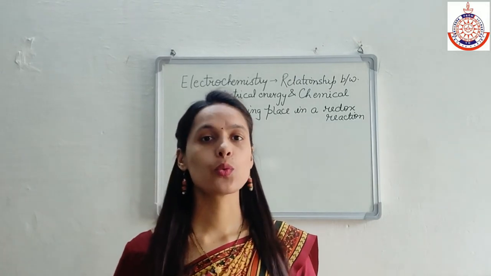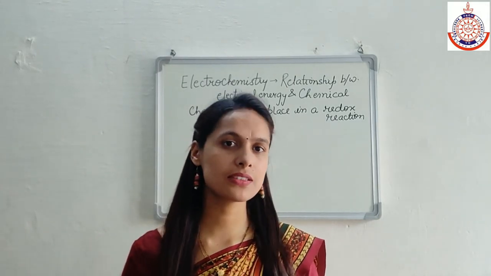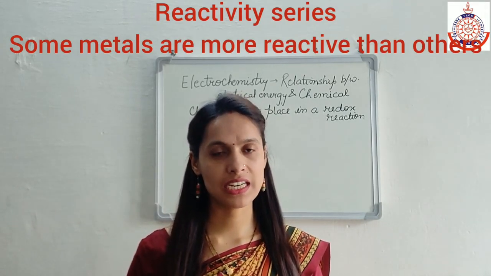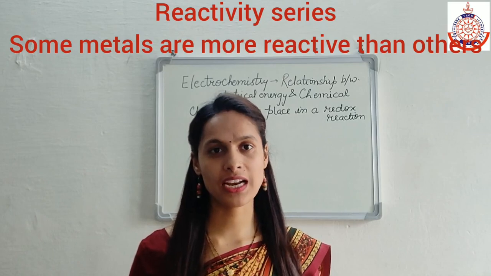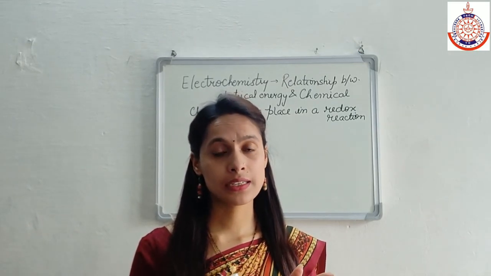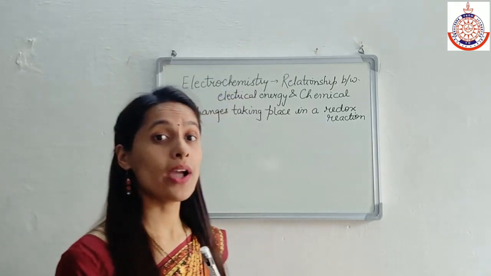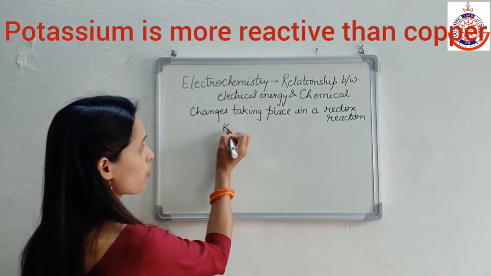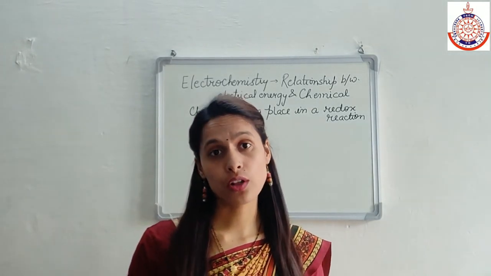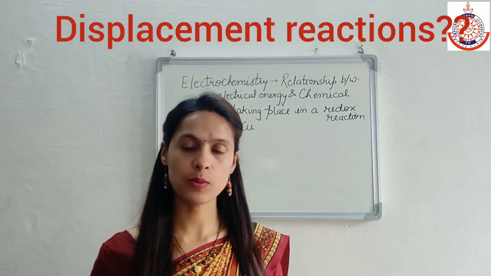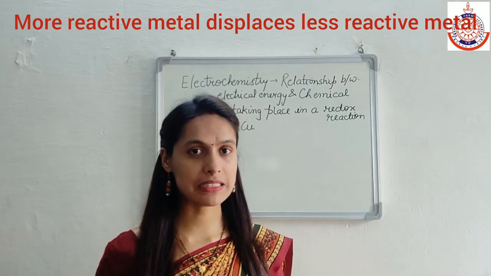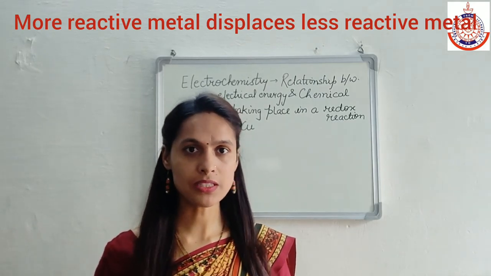In our 10th class, we have studied the reactivity series of metals. In the reactivity series, we have studied that some metals are more reactive than other metals. Like if I take the example of potassium and copper, potassium is more reactive than copper. In 10th class we also studied displacement reactions, in which a more reactive metal displaces a less reactive metal from its solution.